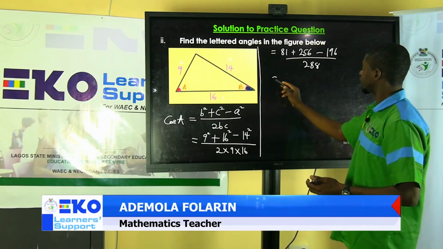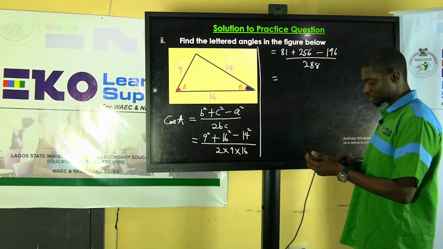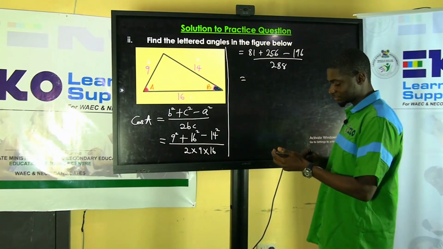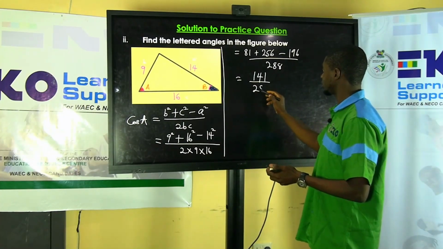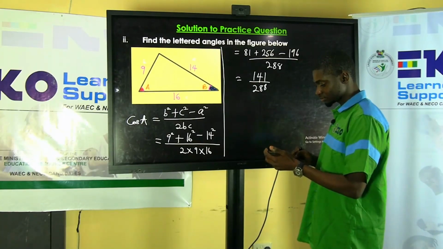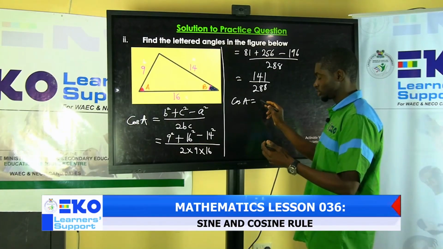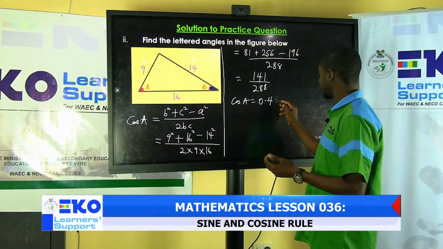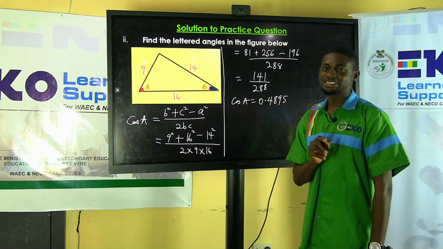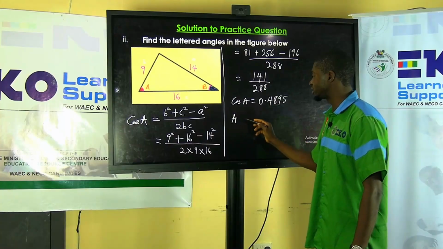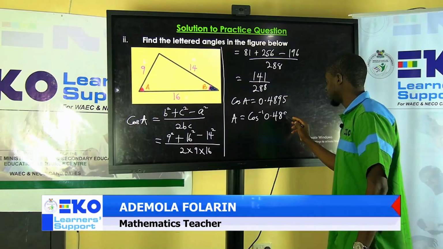288. So if I leave you with this, which I believe that you should be able to do by saying 81 plus 256, whatever it gives you, subtract 196 from it, you have 141. I want to believe that the same thing is what you have, 288. We divide it. So we have cos A to be equal to 0.4895. Then we take the cos inverse to get the angle A that we need, which is cos inverse of 0.4895.